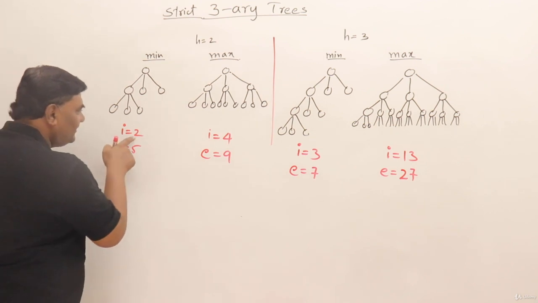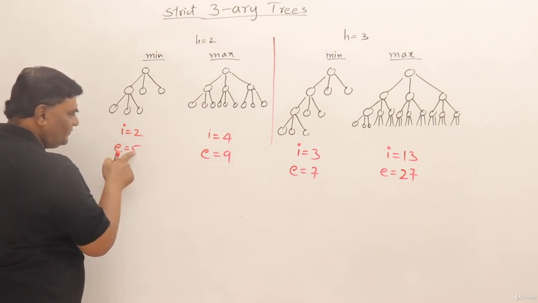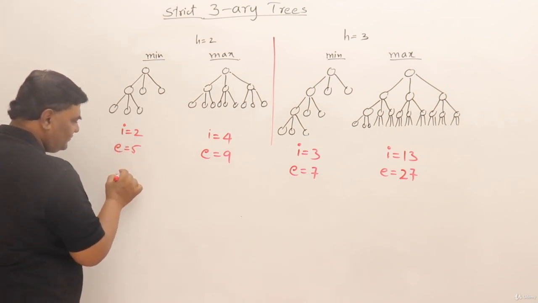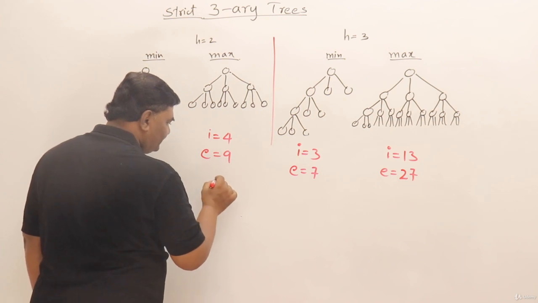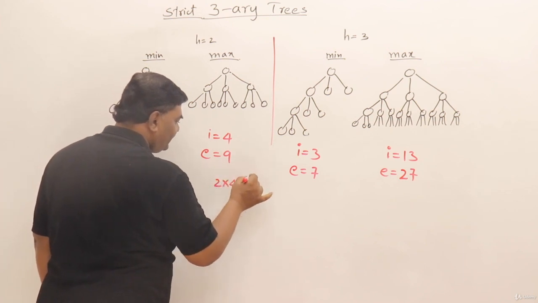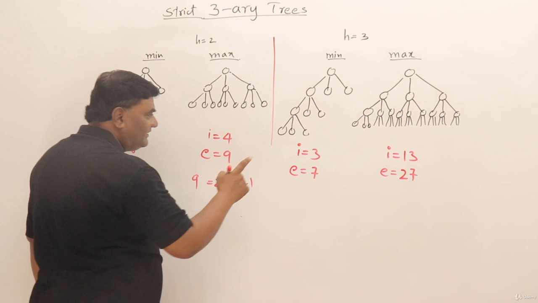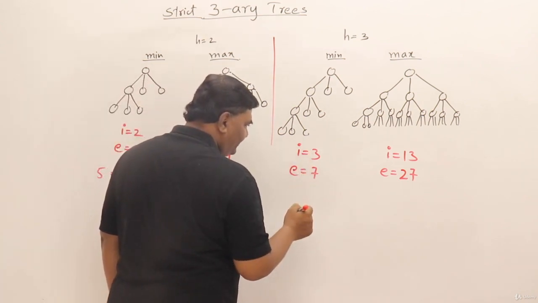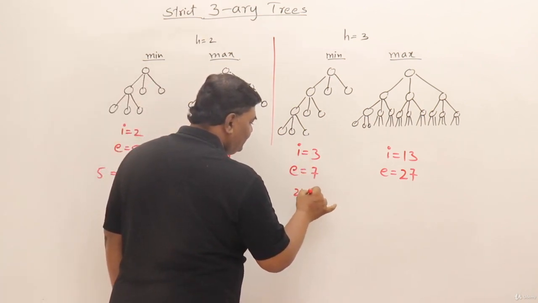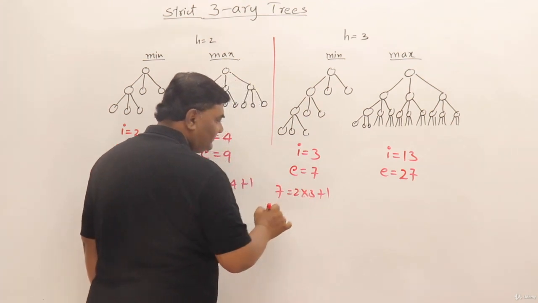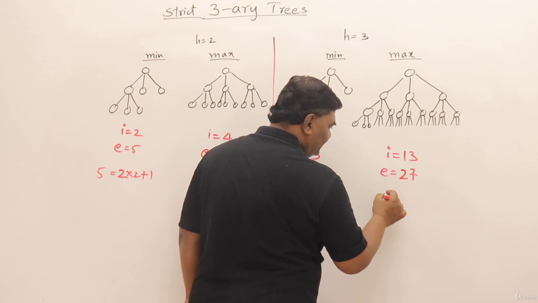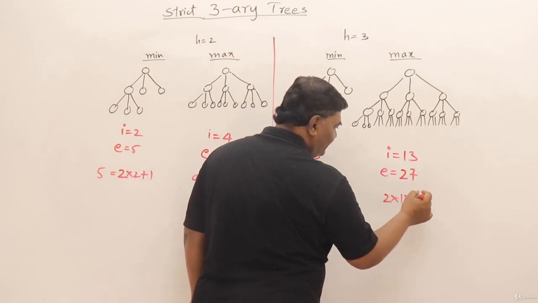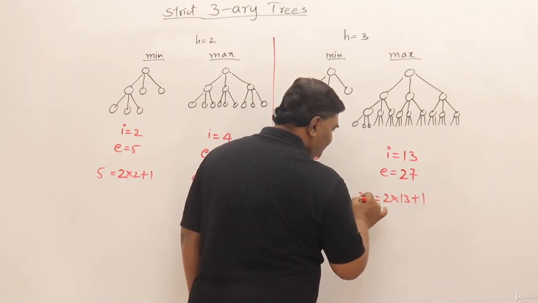Let me check. 2 and 5. 2 into 2 plus 1. Okay, 2 into 2 plus 1 gives me 5. Then 4 into 2 plus 1. So I will write 2 into 4 plus 1. Yes, that is 9. Then what about this? 2, 3, 6 plus 1, 7. Yes, 2 into 3 plus 1 gives 7. What is this? 2 into 13, 26 plus 1. Yes, 2 into 13, that is 26 plus 1 gives 27.